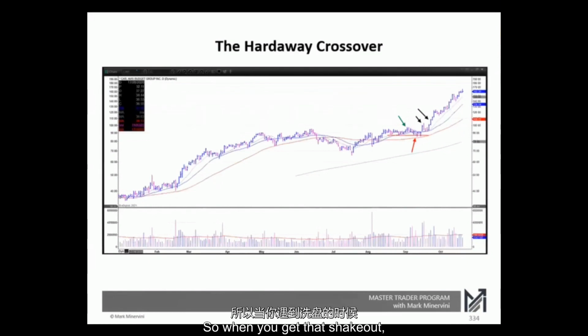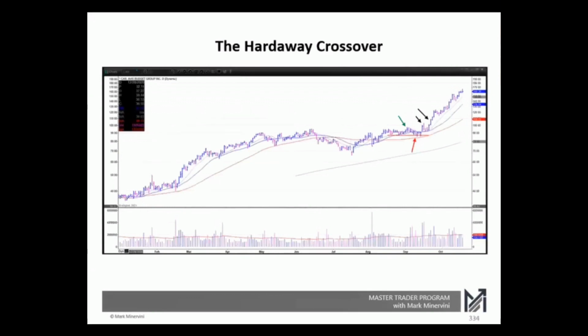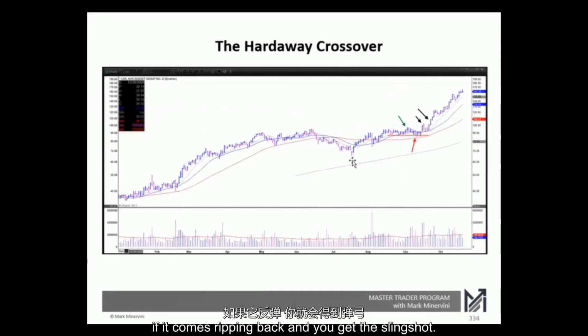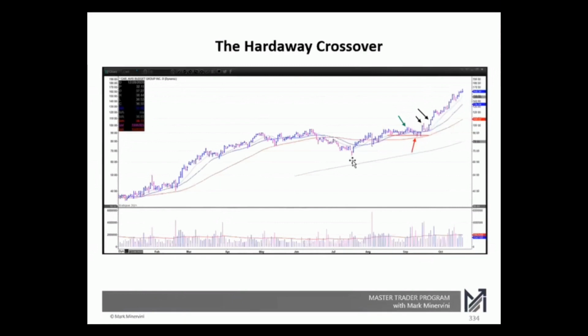So when you get that shakeout, the whole concept is that you wrung the last bit of water out. That's how you know whether you got that last bit of water out: it comes boom, ripping right back. And that's why you would buy it on a pullback. As it starts turning back up, if it comes ripping back and you get the slingshot, that's telling you that was a shakeout. That was the last shakeout before this stock is ready to go. So again, this is definitely getting advanced now, and these are subtleties, a lot of subtleties.